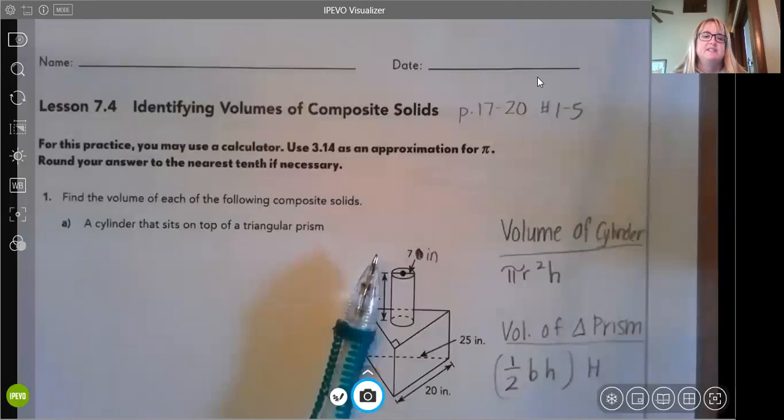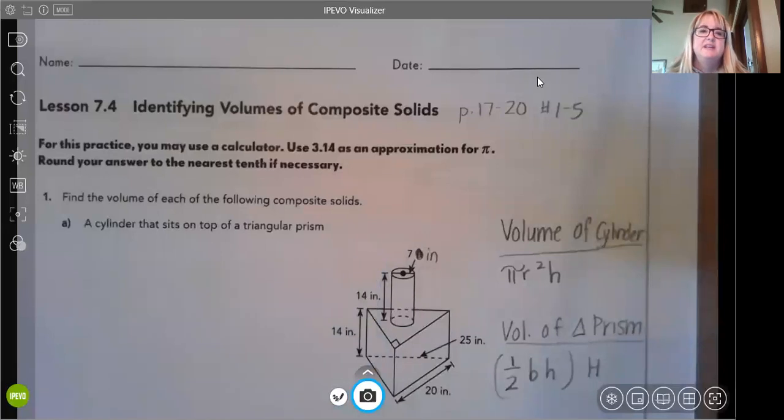The directions for this lesson say for this practice, you may use a calculator, use 3.14 as an approximation for pi. Round your answer to the nearest tenth if necessary. 1. Find the volume of each of the following composite solids. A cylinder that sits on top of a triangular prism.